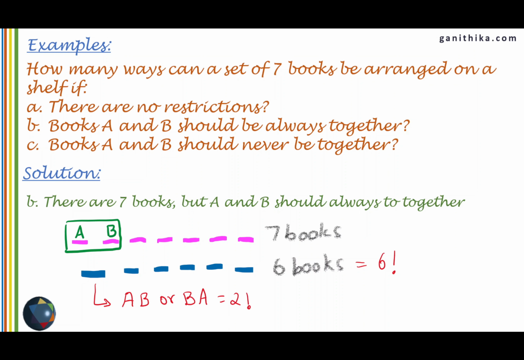So there are 2 factorial ways of arranging that one particular box in which you have A and B. Therefore, the box has 2 factorial ways inside that. Therefore, the total number of permutations is 6 factorial times 2 factorial. That is the number of arrangements possible for question B, where A and B are always together.